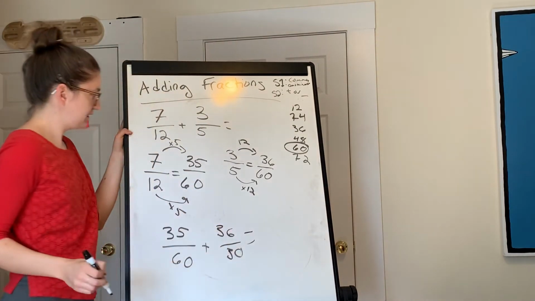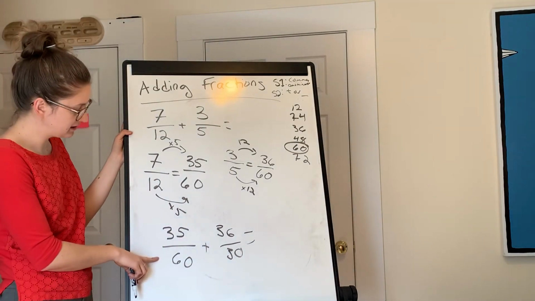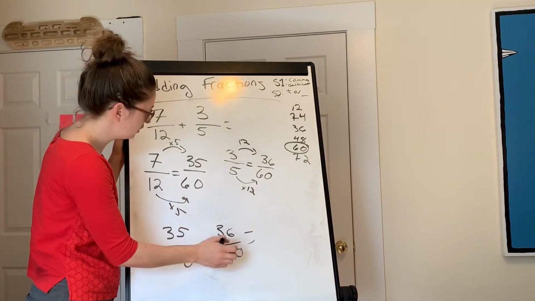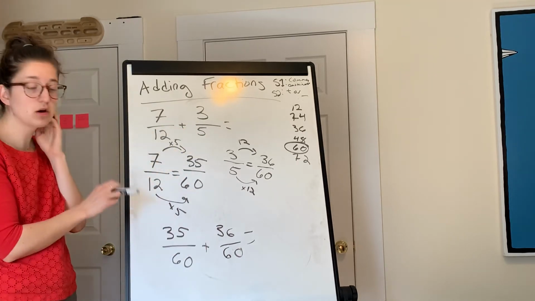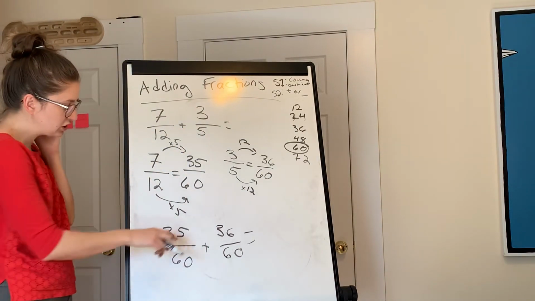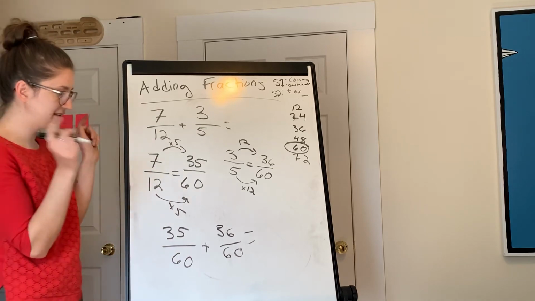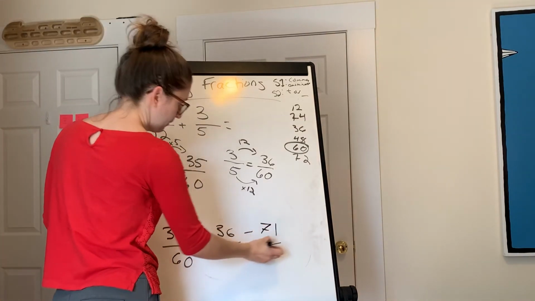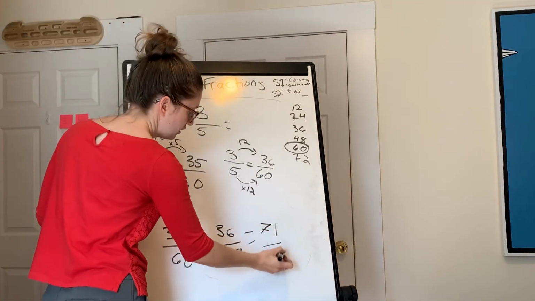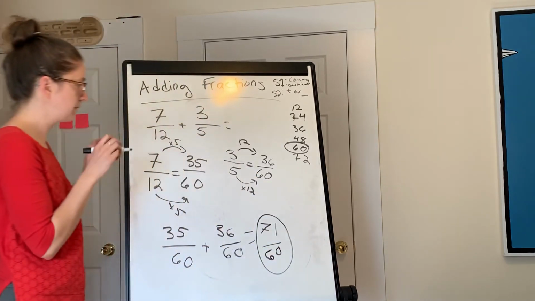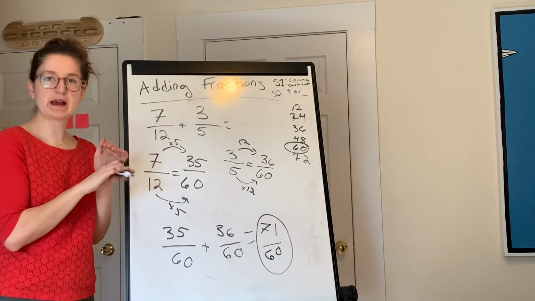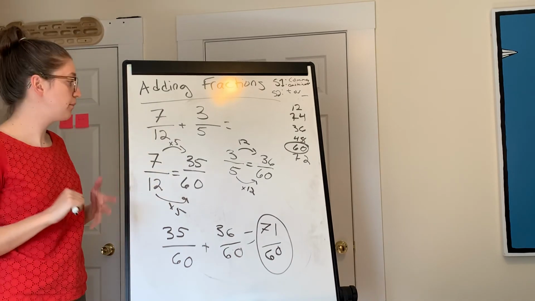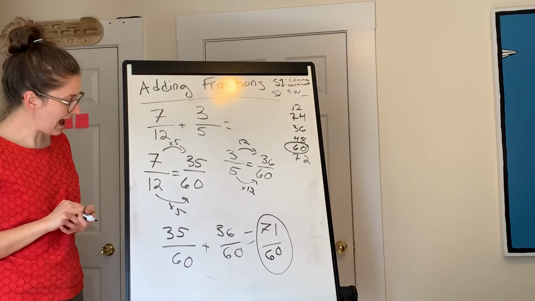Now we just add these. So we've got 35/60 plus 36/60. Whoa, these are really similar. You wouldn't have known. 35 plus 36, see if I can do it in my head, is 71. And then you get 71/60. So even when numbers get big and kind of annoying, you can still use the same process, and you still add it the same way.